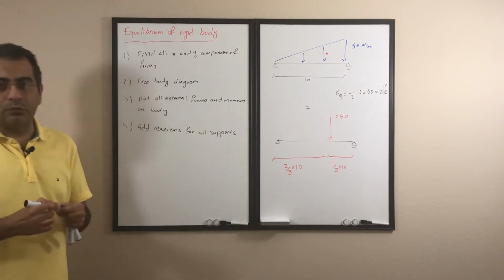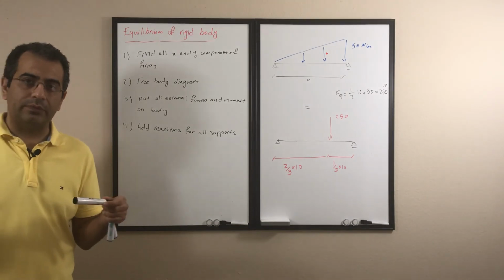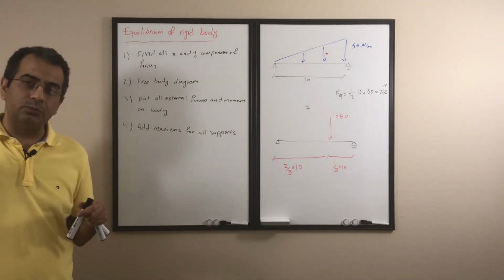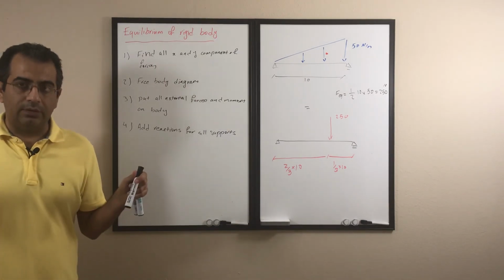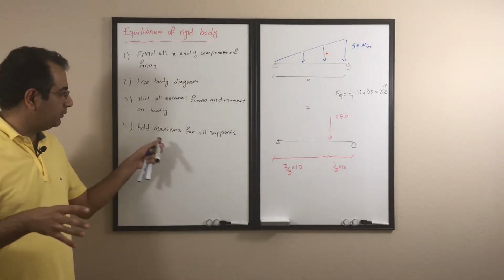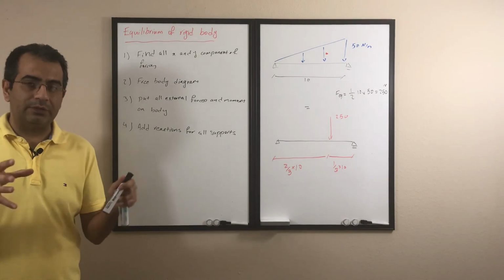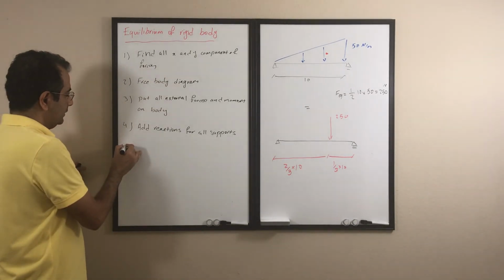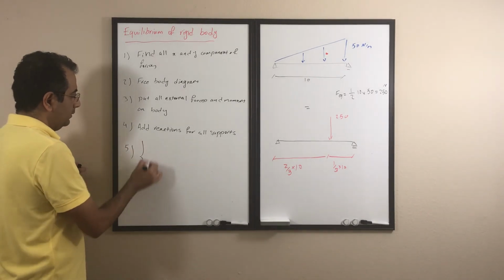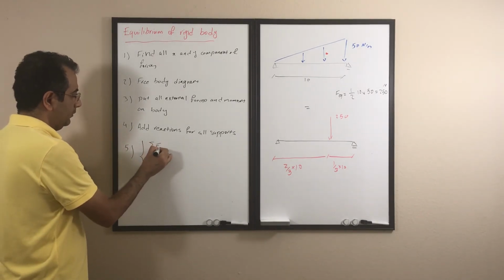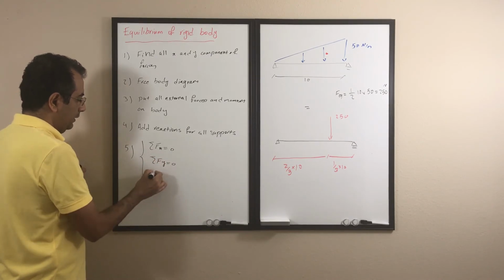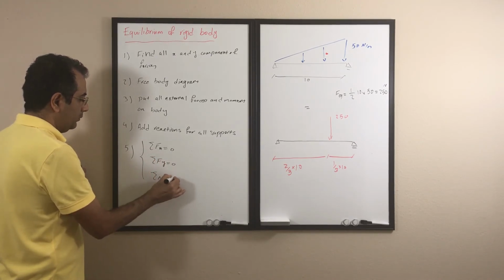So we remove the support. We want to make sure the object stays in place. So after we add the external forces which tend to move the object, we are going to add the reaction from the supports which try to prevent the object from moving. After we have all that, the last step is to go ahead and write the equilibrium equations: sigma Fx is 0, sigma Fy is 0, and sigma M about any given point is 0.